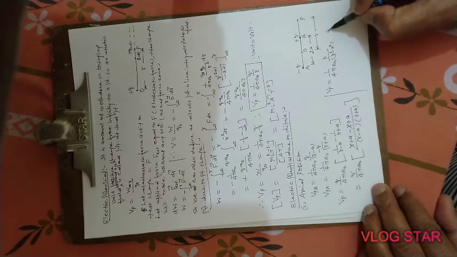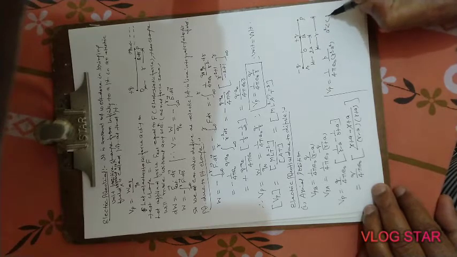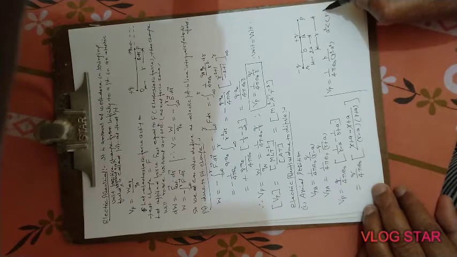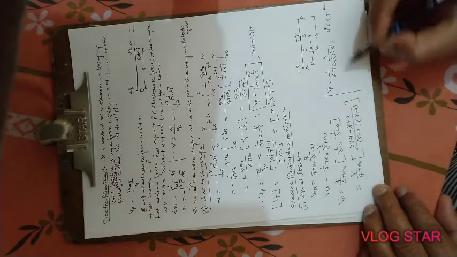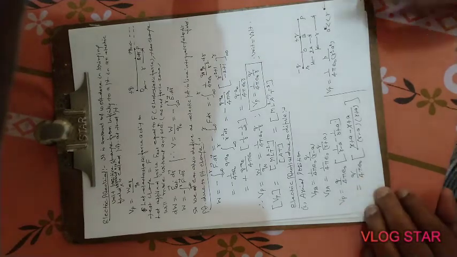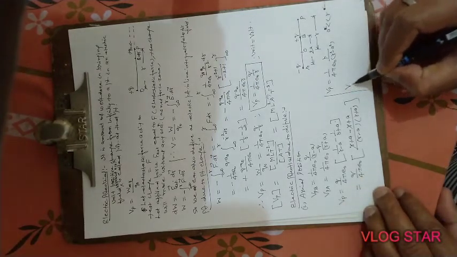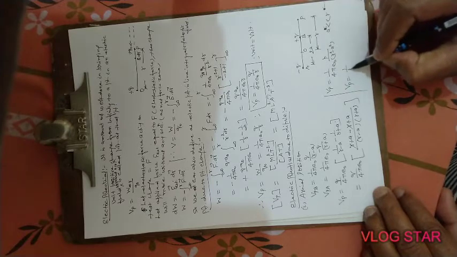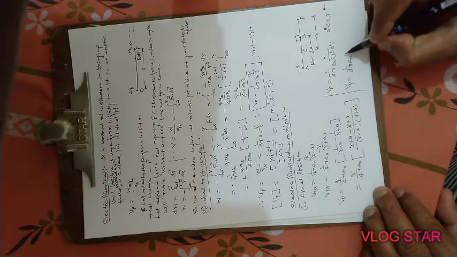a is small, so a square is very much less than r square. Simply say a is very much less than r, so it can be neglected. The square of this is further smaller. So the potential at P is equal to 1/4 pi epsilon naught p upon r square.